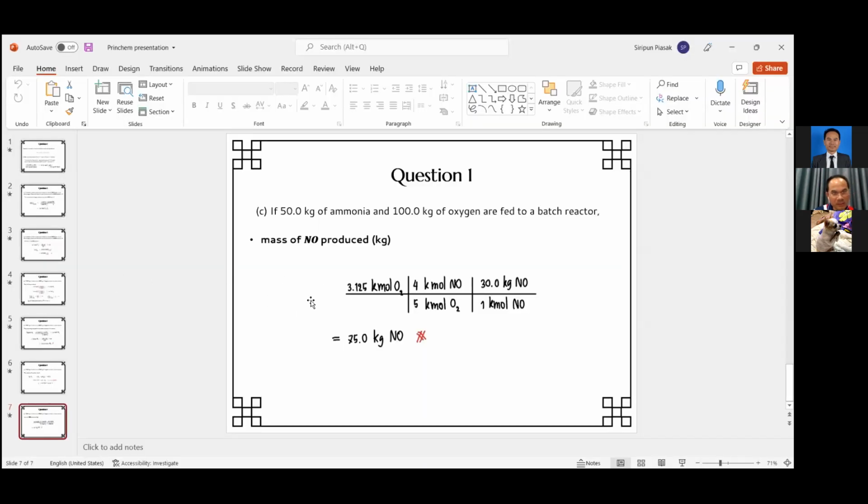If we would like to calculate the conversion, would you suggest a technique or method to calculate the conversion from the data or information that you obtained from this question?